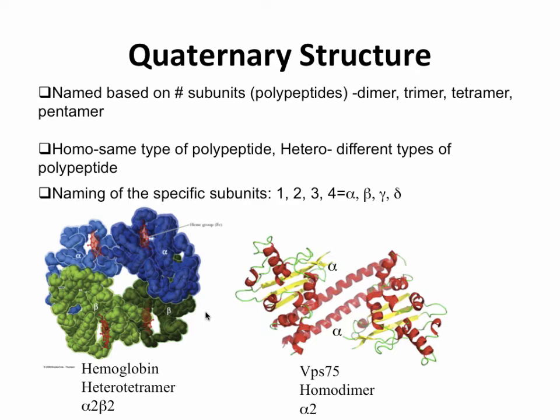Here is another protein. This is called BPS75. It's a protein chaperone, so it likes to go and find other proteins and chaperone them around, kind of like a parent chaperone. And it's a homodimer, so it's got 2 alpha subunits, exactly identical to each other in terms of their primary sequence. So we say that they're alpha 2.